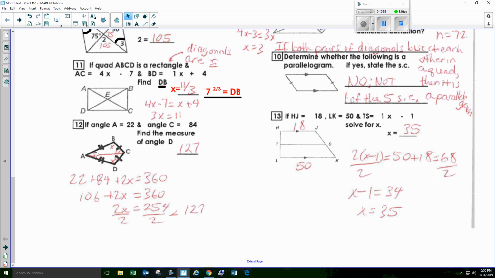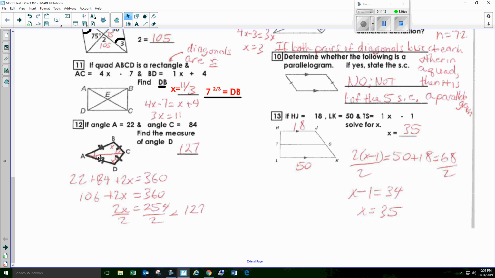So this line of symmetry splits this angle in half. So if angle A is 22, then each side of it is 11. If C is 84, each side of it is 42. So I'd have 11 and a 42 there, plus the X to add up to 180 for a triangle, these three angles. So that's how I showed you last time.